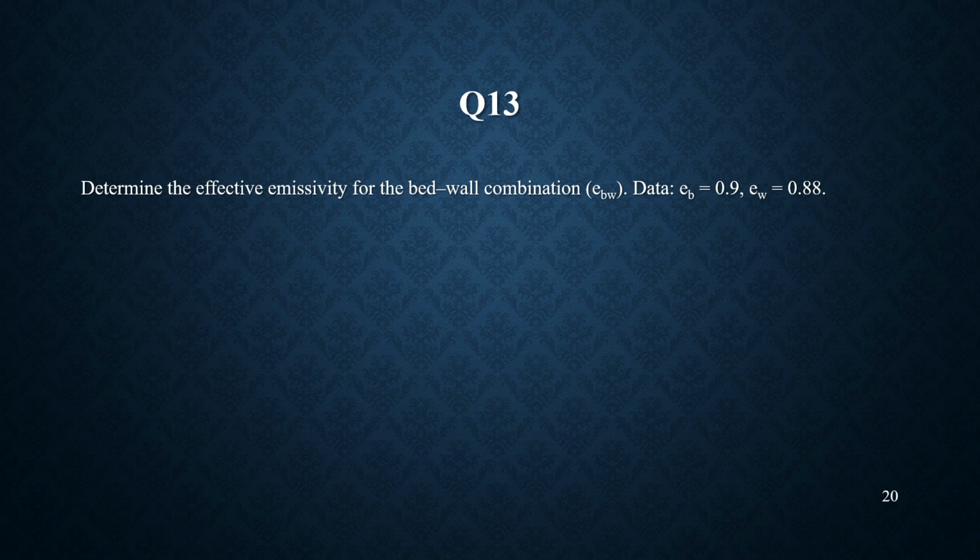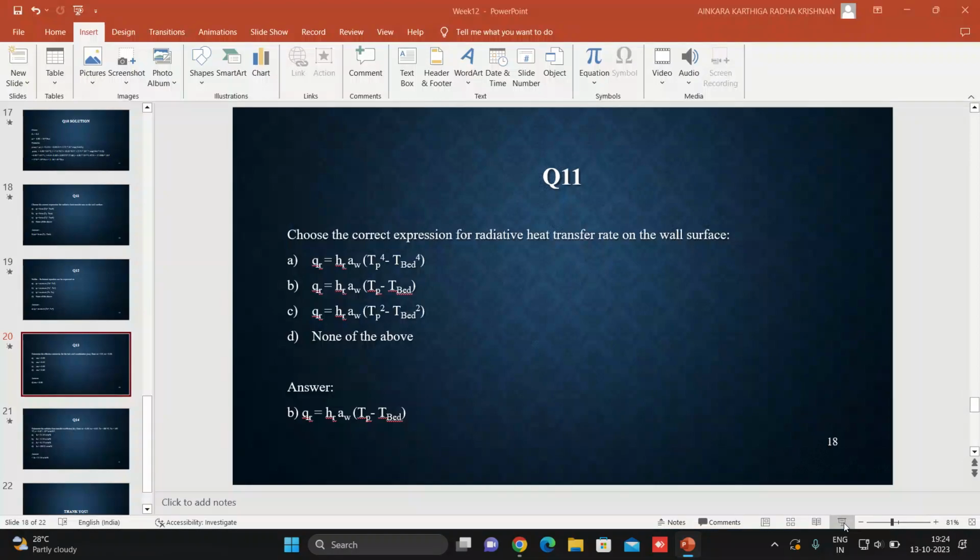In question 13, it is asked that determine the effective emissivity for the bed wall combination EBW, where EB is given as 0.9 and EW is given as 0.88. So emissivity of the bed is given as 0.9, emissivity of the wall is given as 0.88. So what is the effective emissivity of bed and wall EBW, where EB and EW are given? So EBW option A it is 0.90, option B it is 0.52, option C it is 0.50, option D it is 0.80. So we'll solve this problem.